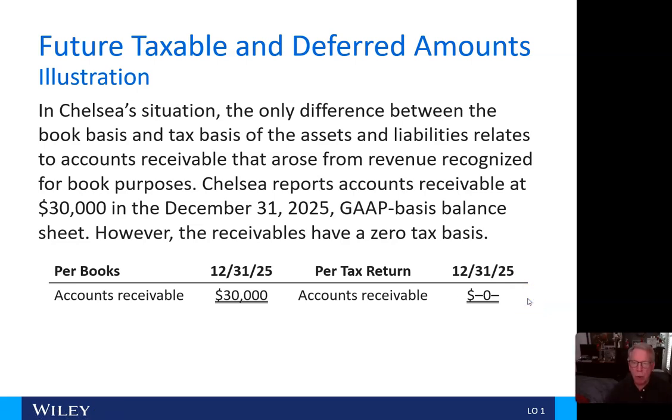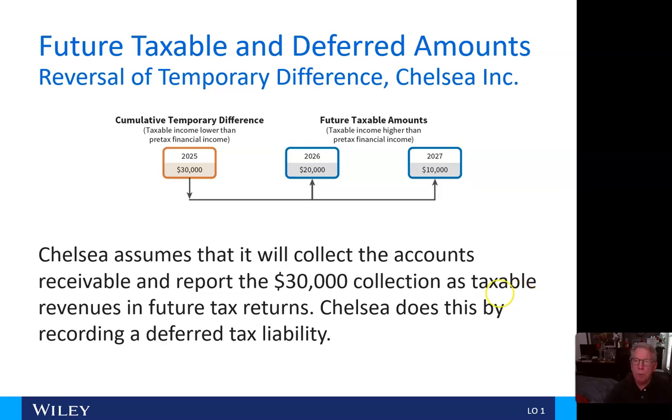end of 2025. So we assume here that 2025, we have that cumulative temporary difference here of $30,000. And then future taxable amounts will be in 2026 and 2027. So Chelsea assumes that it's going to collect accounts receivable and report the $30,000 collection as taxable revenues in future tax returns. Chelsea does this by recording what's called a deferred tax liability.